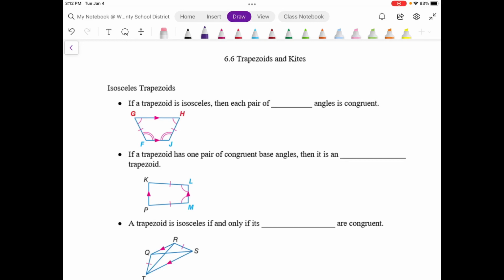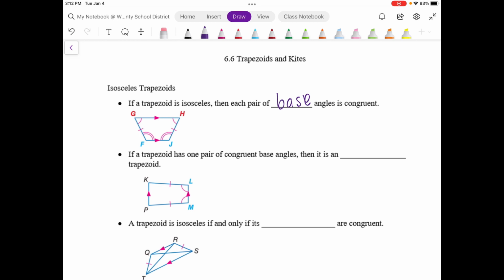Today we're going to talk about section 6.6, trapezoids and kites. The first thing we have is isosceles trapezoids. If a trapezoid is isosceles, then each pair of base angles is congruent.